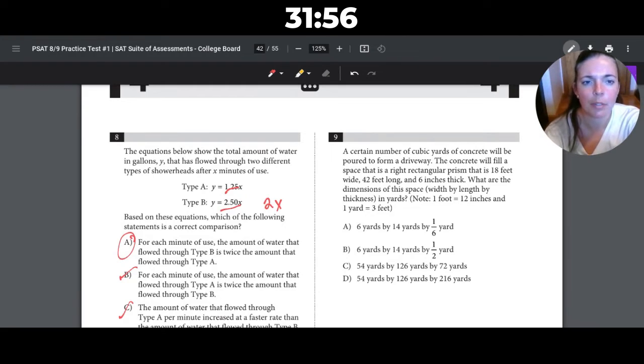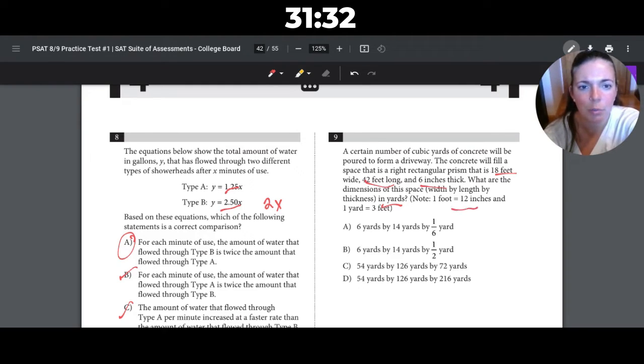Number 9, a certain number of cubic yards of concrete will be poured to form a driveway. The concrete will fill a space that is a right rectangular prism that is 18 feet wide, 42 feet long, and 6 inches thick. What are the dimensions of this space in yards? Okay, so width, length, thickness. So we have to convert these to yards.